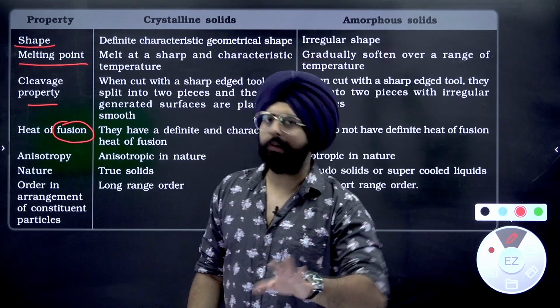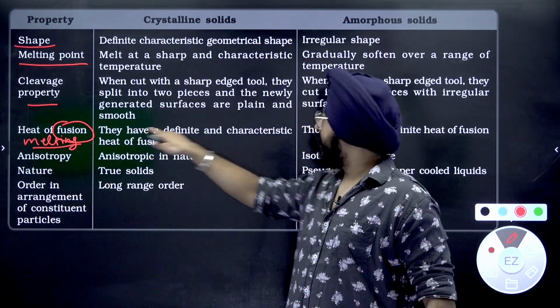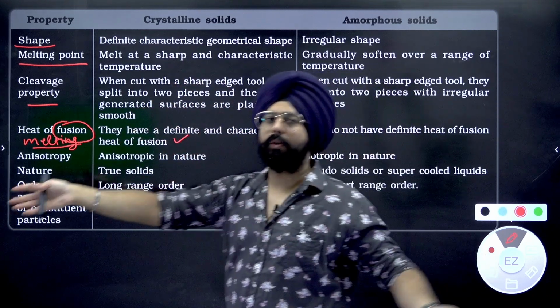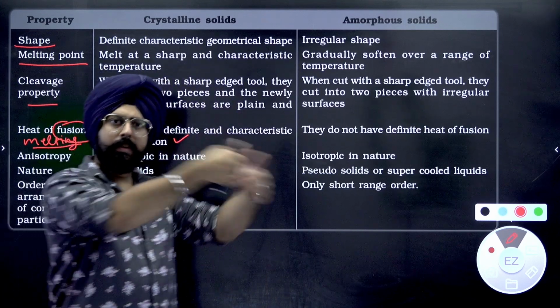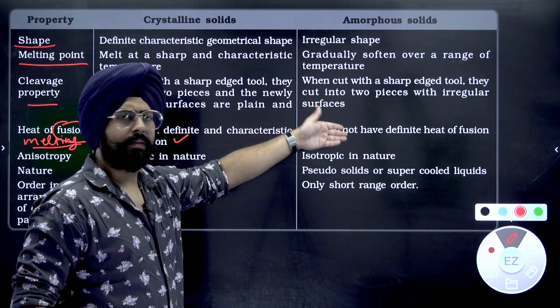Chemists just want to sound fancy. Okay? Fusion is nothing but melting. They have a definite and characteristic heat of fusion, again, because their structure is uniform. They will melt at a certain temperature. Okay? Same thing. Second point, this point, same.